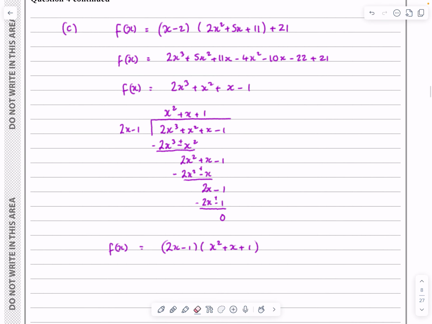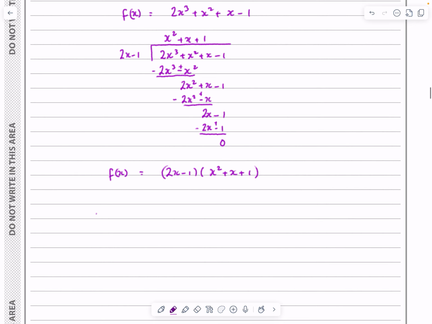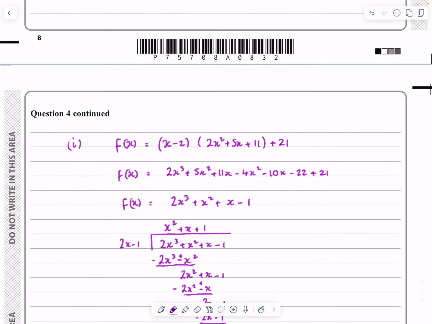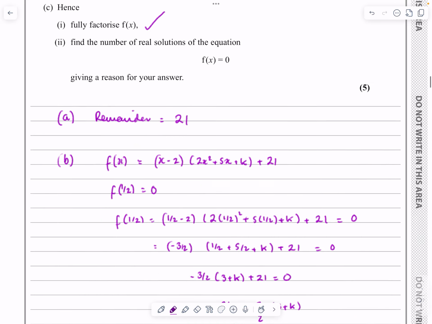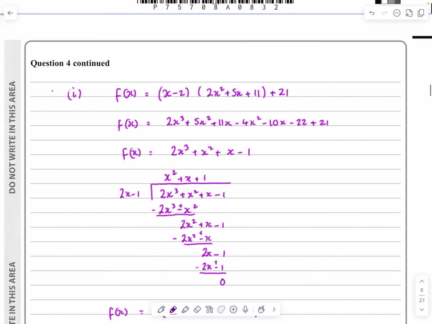I don't know why I've called that C. I think it should be called part 1, sorry. Let's call part 1 there, and this is part 2. So it said C part 1, C part 2. Find the total number of real solutions for the equation.